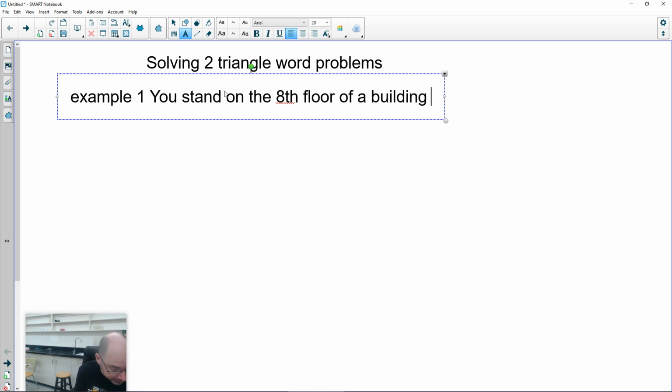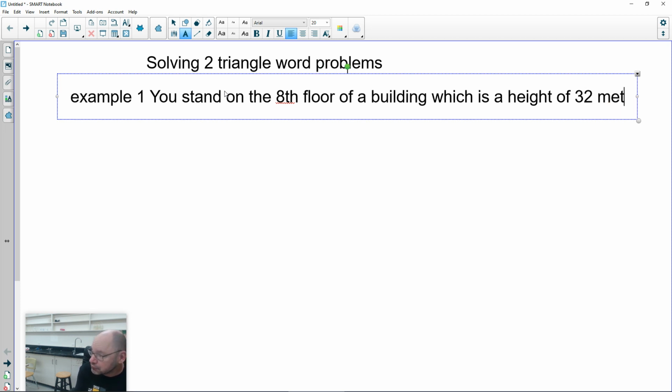Building which is a height of, let's say, I don't know, 32 meters, we'll say. Okay, and then you look across the street to another building.